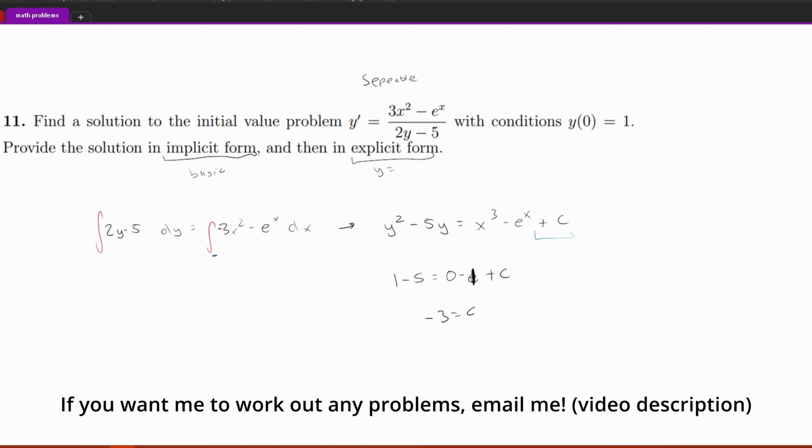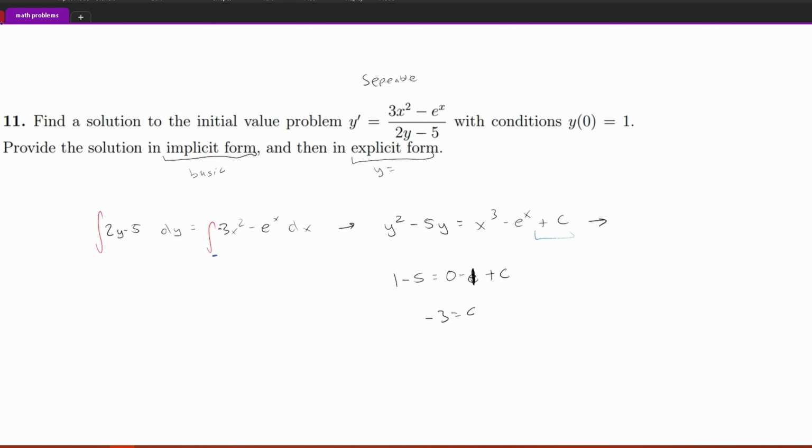And that's pretty much how we're going to end that there. So if negative 3 is equal to c, we can plug this back into our equation here. And our basic form is going to be y squared minus 5y is equal to x cubed minus e to the x minus 3. And again, this is going to be for our implicit form. Now, what about our explicit?